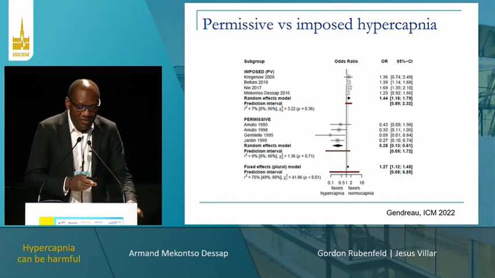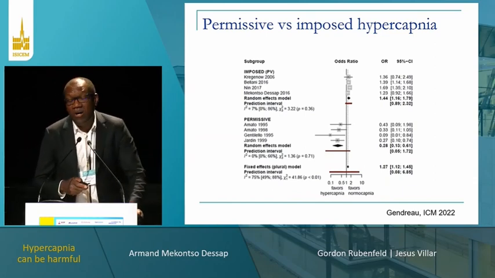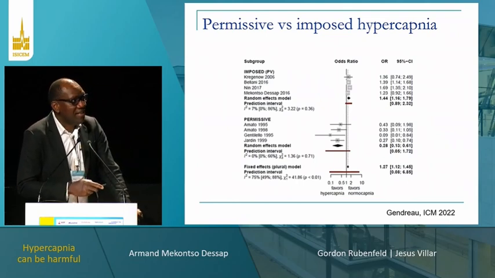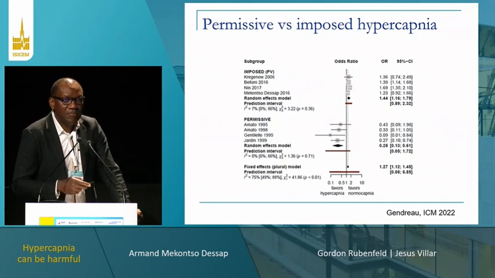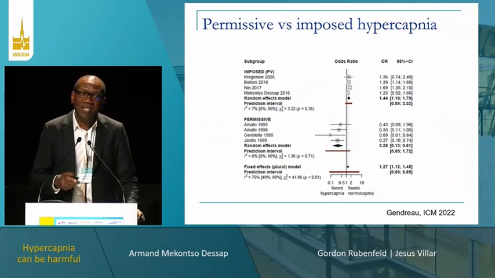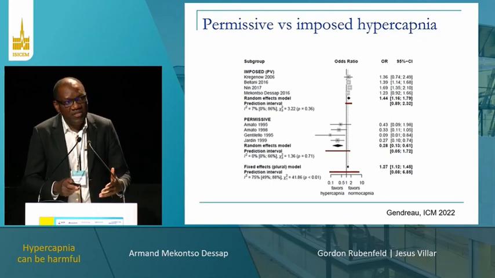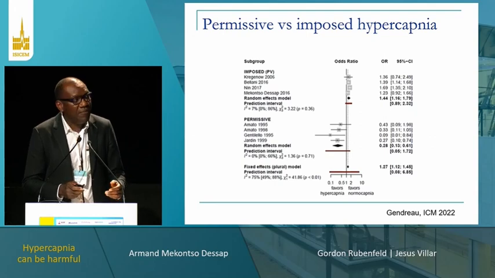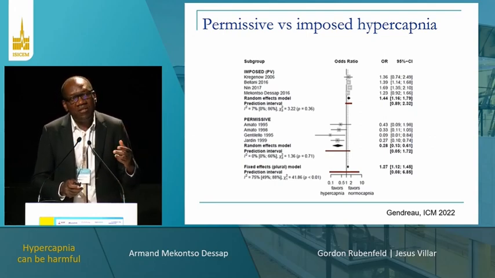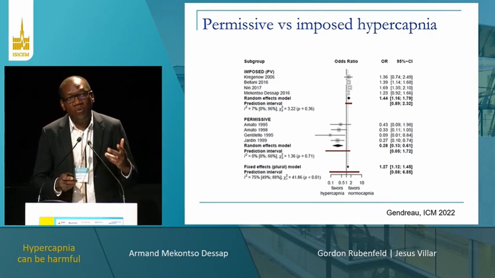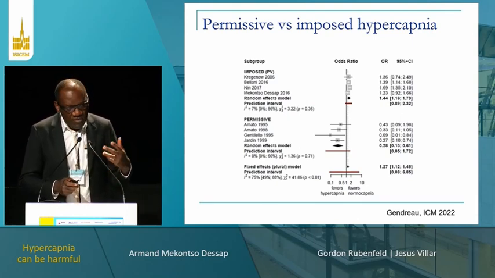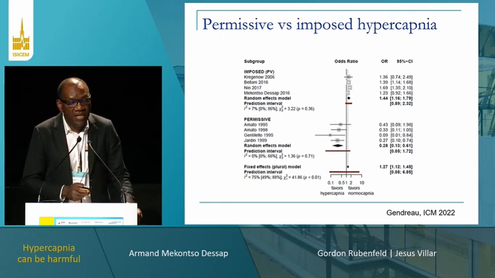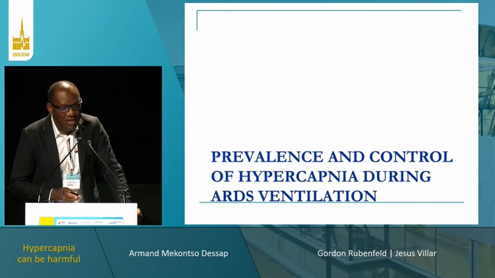On the contrary, if you consider studies where patients are already ventilated in a protective way, we call that imposed hypercapnia. You see that patients with hypercapnia behave with a higher mortality as compared to those with protective ventilation and no hypercapnia. Maybe here is just a reflection of the severity of the patient, and or it may be the fact that it has deleterious effects, especially on the circulation, as we just saw.